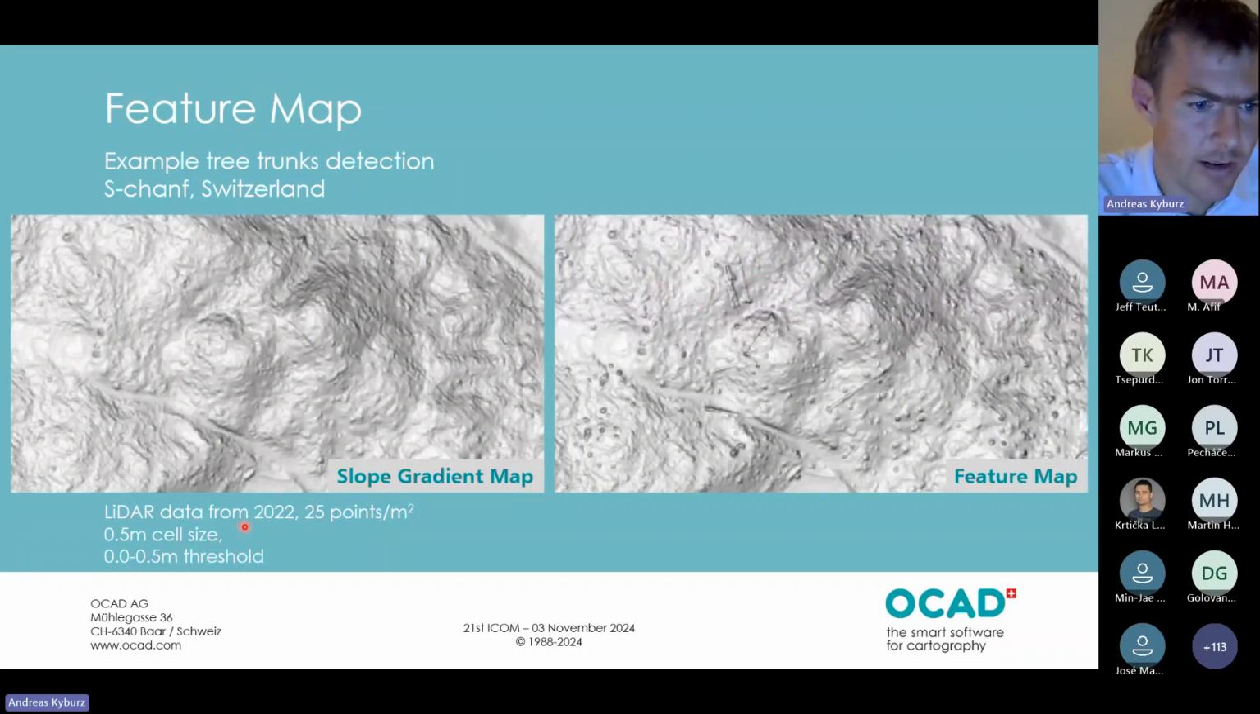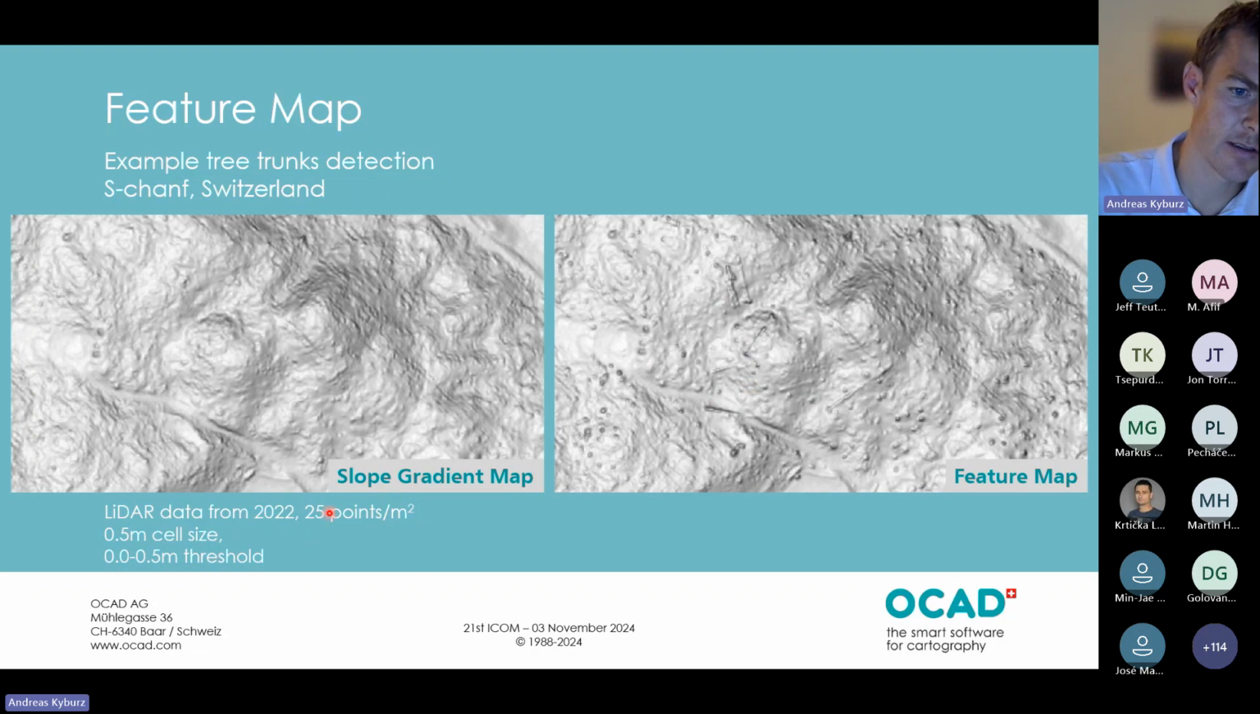And what you also see here is that I chose the threshold from 0 to 0.5 meters in this case. So you can really play around a bit with the threshold and see how much information you get out of it. If you have a threshold from 0 to 5 meters, for example, you get a lot of other things also on the feature map, which are probably not interesting in this case.